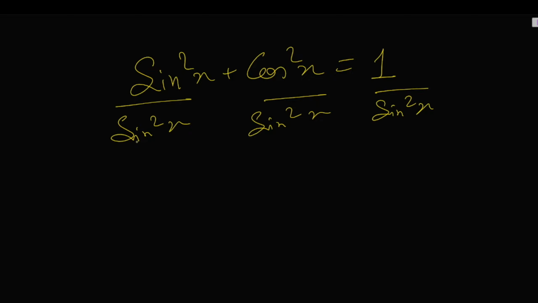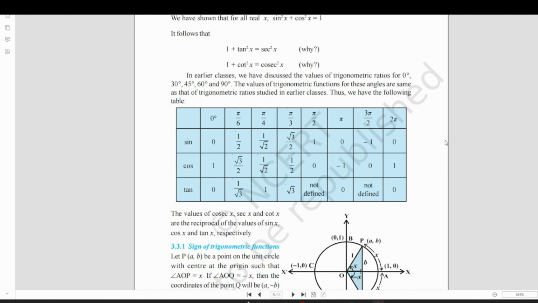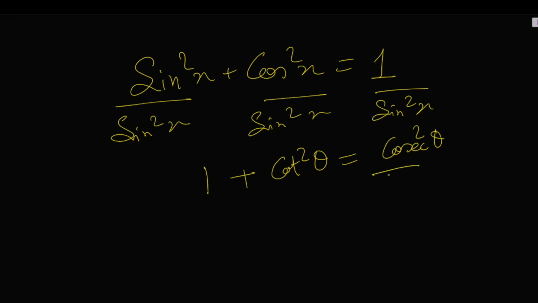Sin square x by sin square x is equal to how much? 1, plus cos by sin. Cos by sin is cot. So that will be cot square theta is equal to, what is 1 by sine? Cosec. It will be cosec square theta, as it shows here. 1 plus cot square theta is equal to cosec square theta.